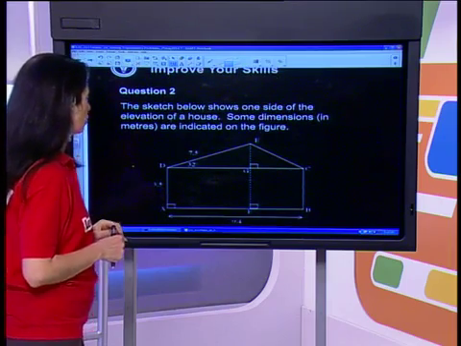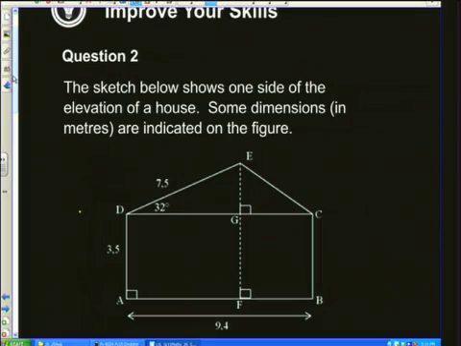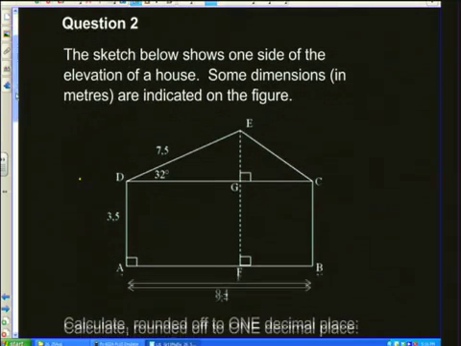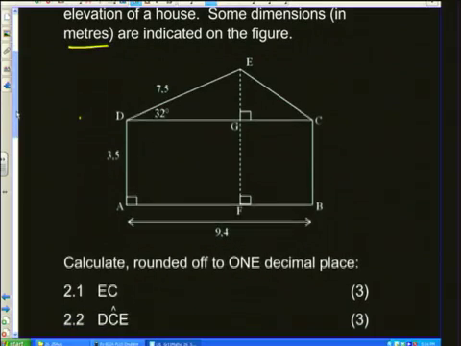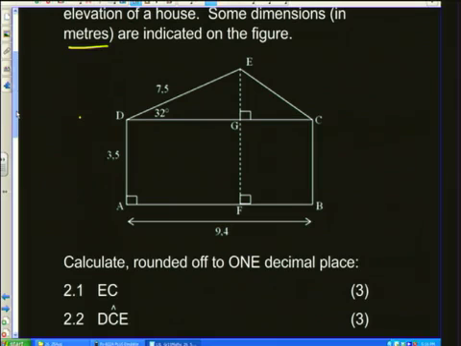Okay, next question. The sketch below shows one side of the elevation of a house. Some dimensions in meters are indicated on the figure, so our units are in meters. We have this length DA, there's a perpendicular, we have BC, and we have EF, which is perpendicular at G and F. We have 32 degrees, an inclination. We've got 7.5, and this length is 9.4.